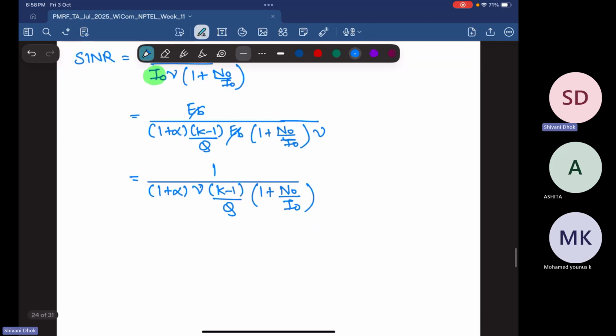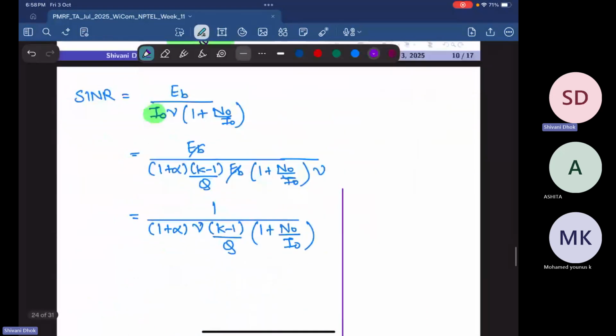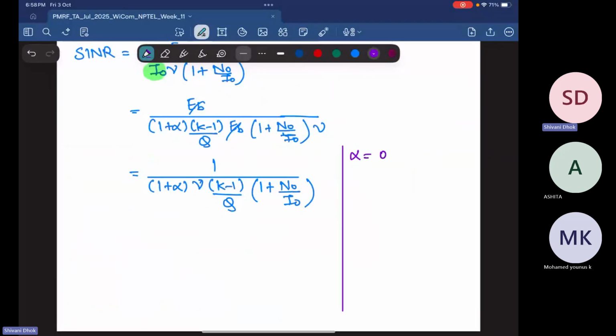So now we can simply substitute all of these values. So what all things we knew? We saw that based on the given information, this alpha is equal to 0.5. This capital K, the number of users, is given to us as 100. Then we are given this Q, spreading factor, as 256. Voice activity factor is given to us as 0.5. And we are also given I naught by N naught as 10 dB, which is nothing but 10 in your linear scale.